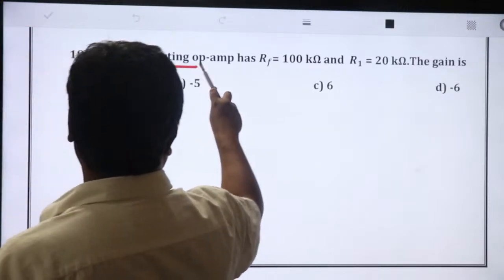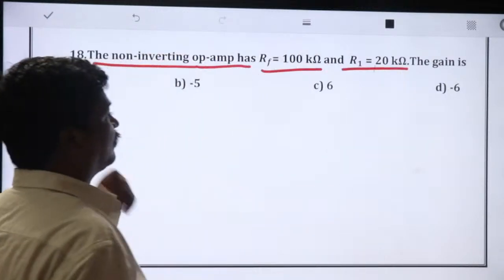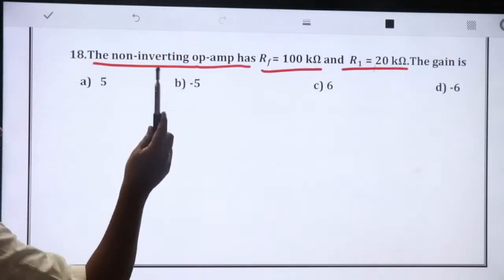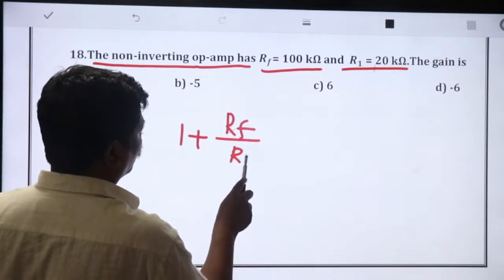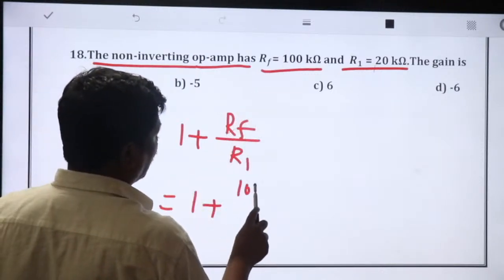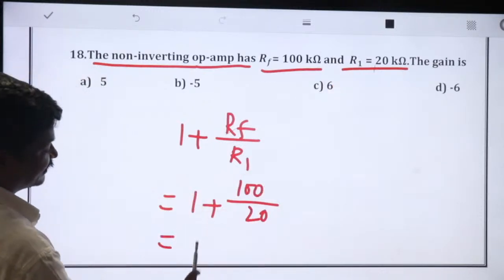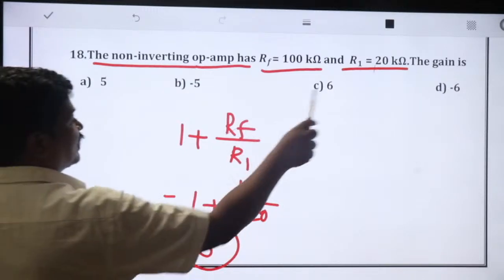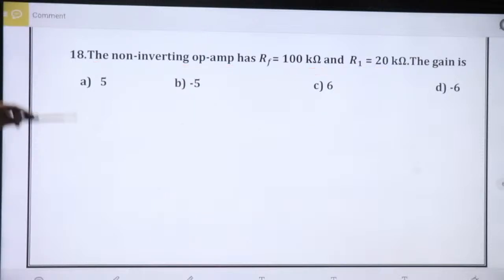Next. The non-inverting op-amp has Rf equal to 100 kilo ohms, R1 equal to 20 kilo ohms. For a non-inverting op-amp, the gain is 1 plus Rf by R1. Rf is 100, R1 is 20. This becomes 6. That is the difference between non-inverting and inverting.